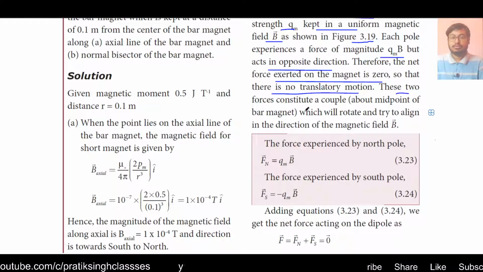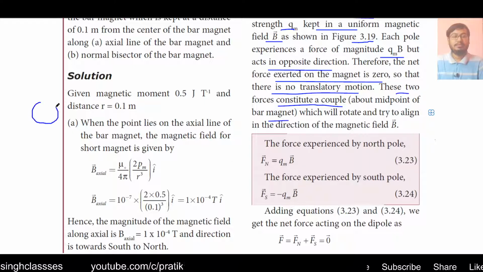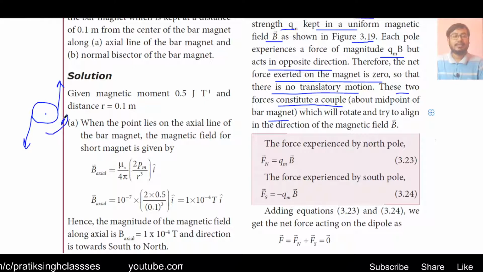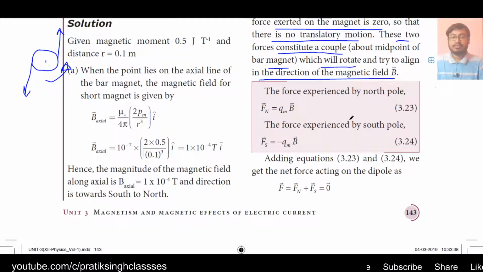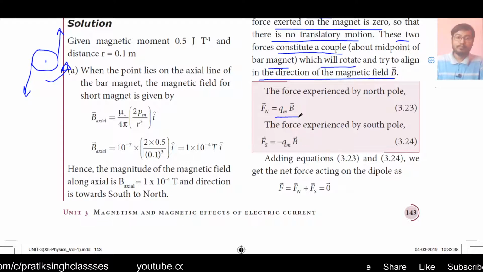These two forces constitute a couple about the midpoint of the bar magnet. You know very well that if we have two forces acting at two different points of an object, equal in magnitude and opposite in direction, then the object starts rotating, and this creates a torque, which will rotate and try to align the magnet in the direction of the magnetic field B.